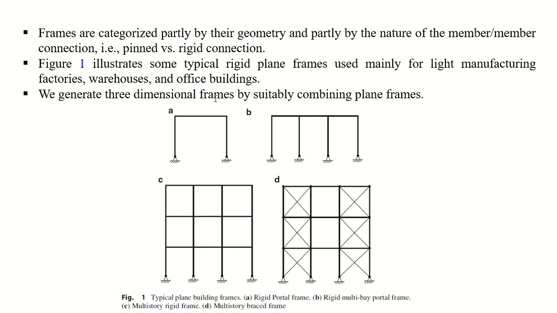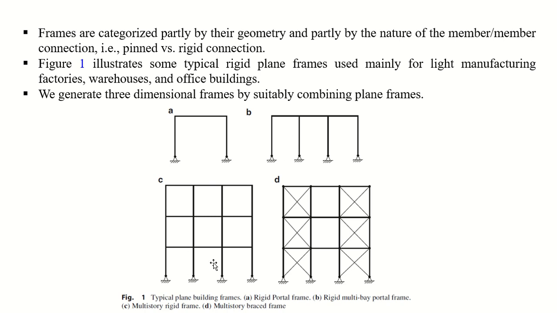Now look at figure A, a single bay frame and a single story. By single bay, I mean that there is only one bay. This is called the bay, the distance or the area between the two columns. Okay, so this is one bay, and this is one story. See, from the ground to this beam, there is only one story. So this is a one bay, one story frame. Now this is three bays, one, two, and three. This is a three bay and single story frame.